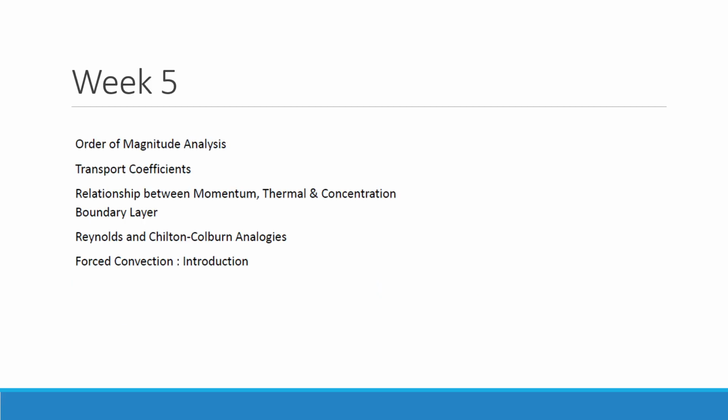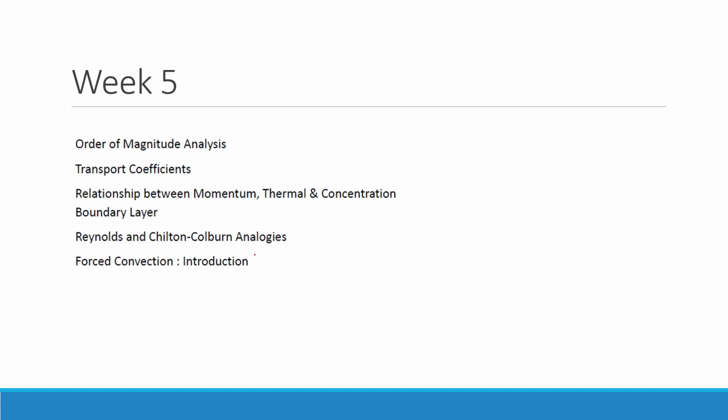In the course content of this week 5, the NPTEL course by Professor Ganesh Vishwanathan had covered order of magnitude analysis, transport coefficients, that is mass transfer and heat transfer coefficients, then the relationship between momentum, thermal and concentration boundary layer, Reynolds and Chilton-Colburn analogies, and then we ended with a basic introduction to forced convection. So today we will be solving numericals related to it.